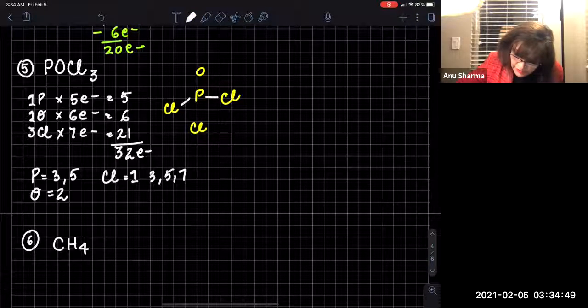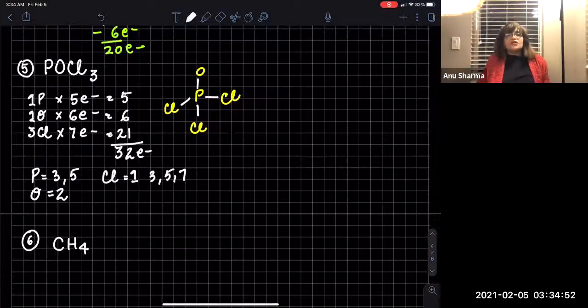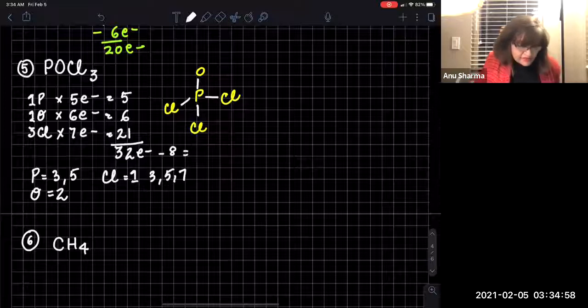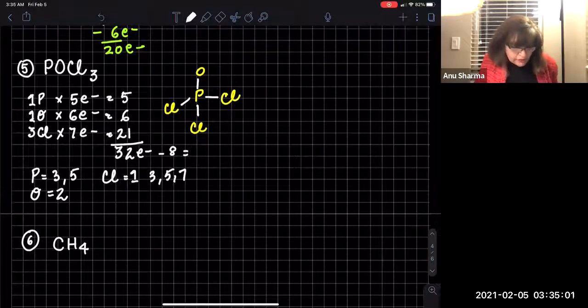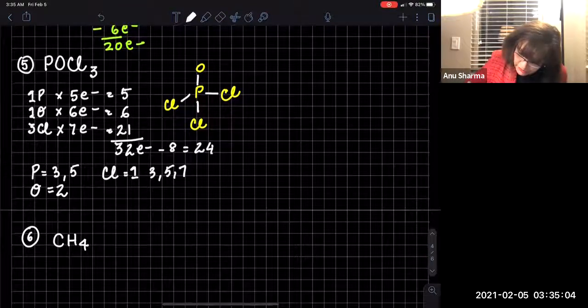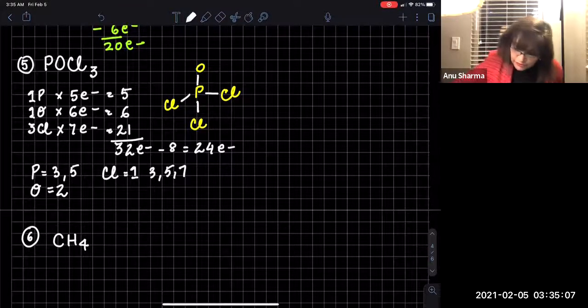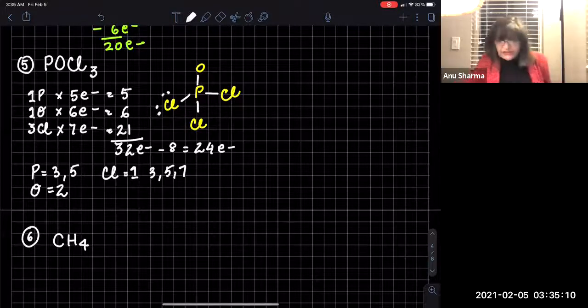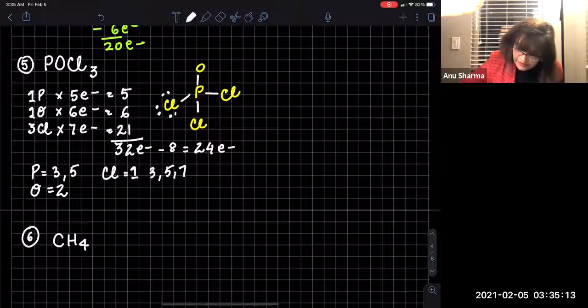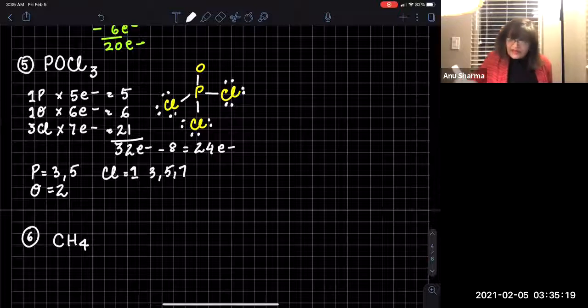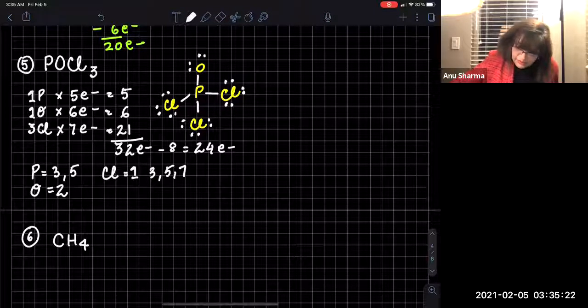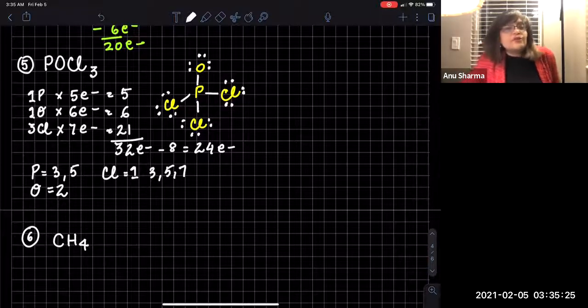So here 1, 2, 3, 4, 5, 6, 7, 8. So 8 electrons have been used up. So 32 minus 8 is 24. So we have 24 electrons left over. Okay, so what do you do with those 24 electrons? Put them on the last atom. So 1, 2, 3, 4, 5, 6, 7, 8, 9, 10, 11, 12, 13, 14, 15, 16, 17, 18, 19, 20, 21, 22, 23, and 24. 24 electrons that were left, total 32, right?